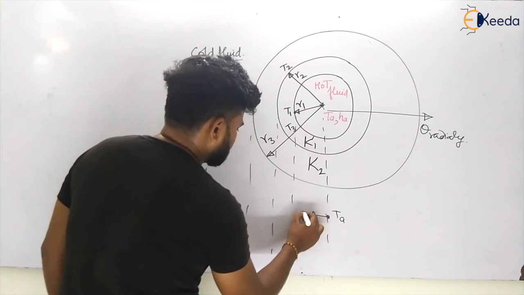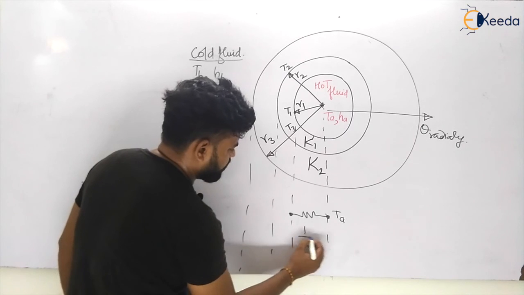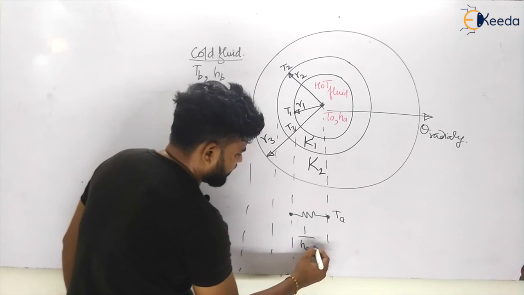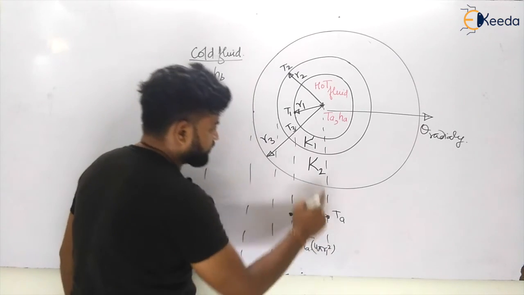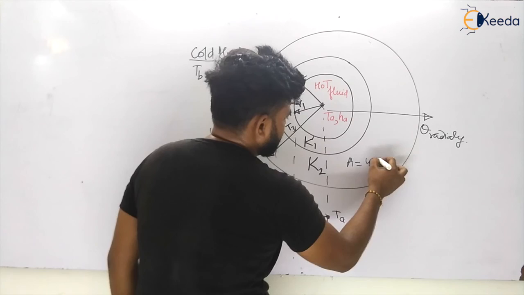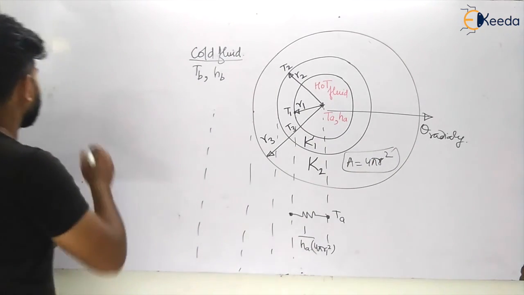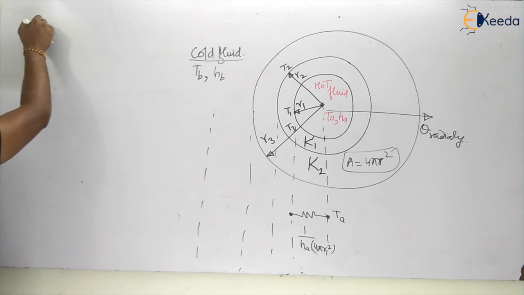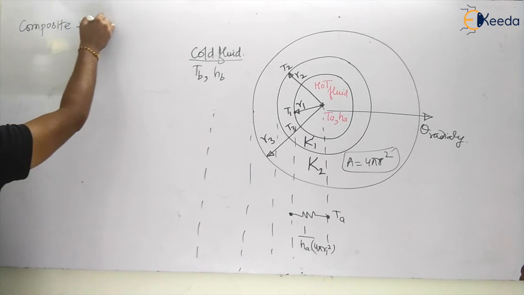So there will be some convective resistance. We have seen in the cylinder like this, there will be some convective resistance. This will be 1 upon HA into area. Area is 4 pi R1 square, my dear students, in this case. This is a sphere, so what I am talking about? Composite cylinder, sorry, composite sphere we are talking about.